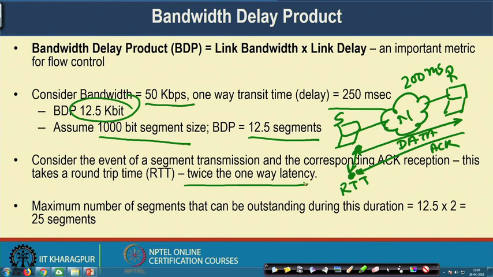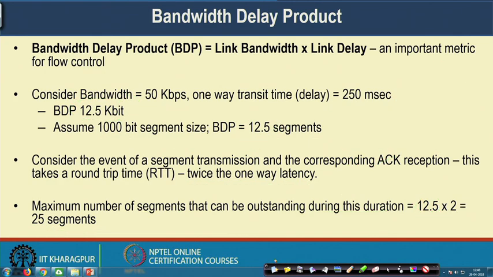Now, if you think about an end to end link, the maximum number of segments that can be outstanding during this duration is, that was your one way bandwidth delay product, 12.5. The bandwidth multiplied by the one way latency, into 2a, equals 25 segments. So, 25 segments can be outstanding.